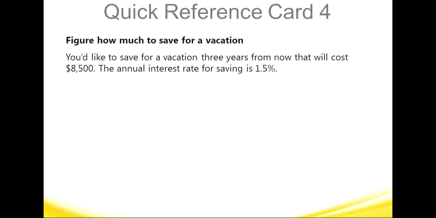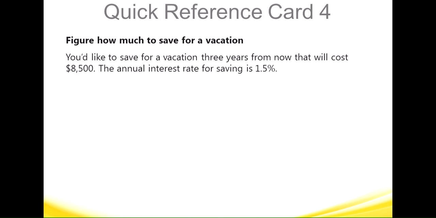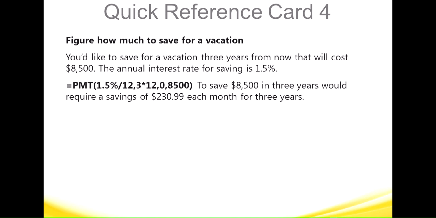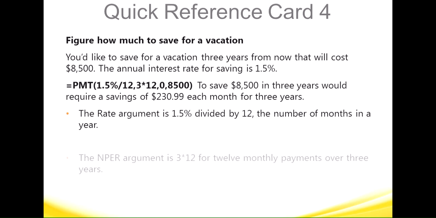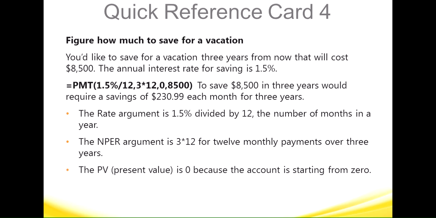We figured out how much to save for a vacation. Again, we used the PMT formula with the rate at 1.5, over a 3-year period. We used 0 for the present value since we did not have any funds in our account, and the future value, or the value that we were trying to achieve, was set to $8,500.